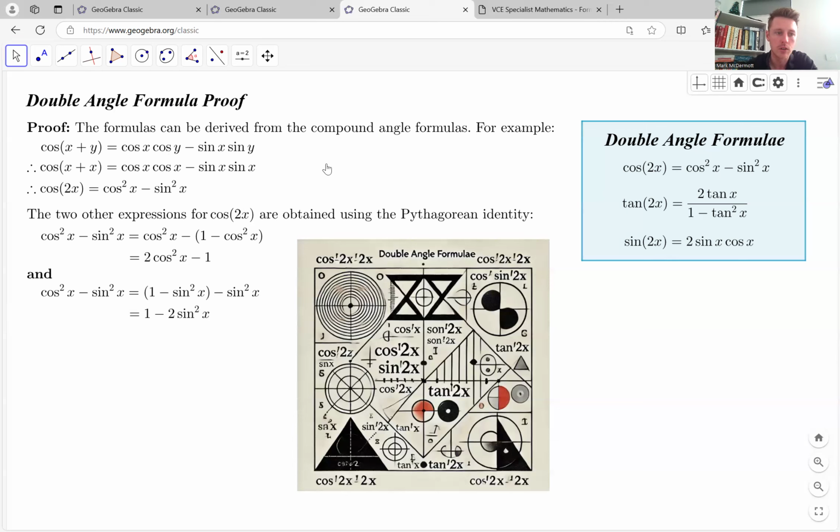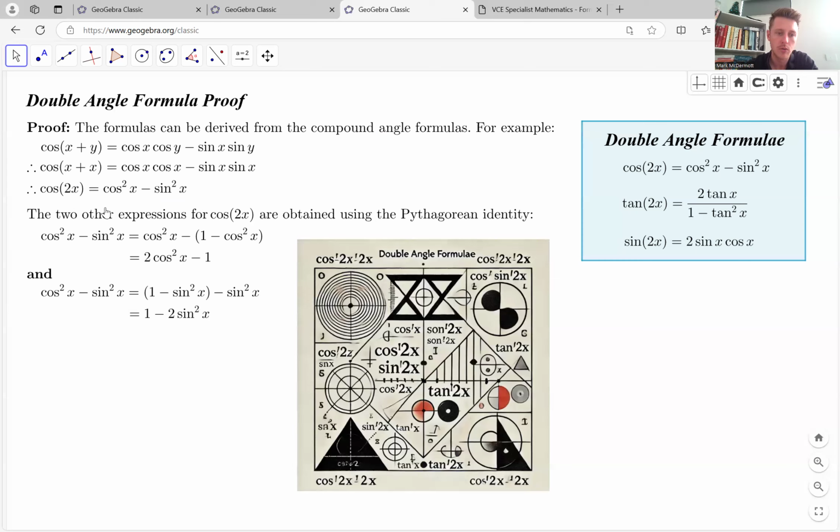But we know if we've got the double angle formula, if it's a double angle, then y is just equal to x. So we just get cos of x plus x. Okay, and then similarly substituting it in, it must be equal to cos x multiplied by cos x minus sine x multiplied by sine x. So therefore, cos of 2x equals cos squared x minus sine squared x. So I think that's a pretty interesting result. And then we can actually obtain two other expressions that can be useful for solving problems from this result.